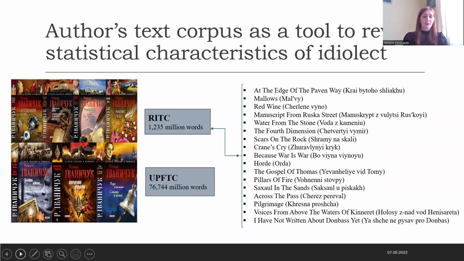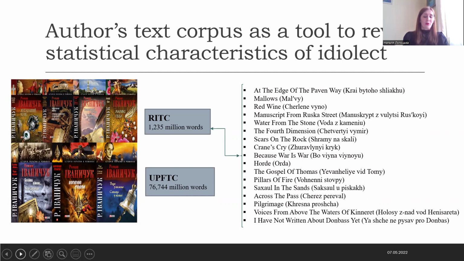The subject of the research is the statistical characteristics of Roman Ivanychuk's historical text. To accomplish an integrated study of Roman Ivanychuk, a corpus of his prose fiction texts has been created. This corpus comprises 16 historical novels and one historical trilogy written throughout 1962-2016. Total corpus size is presented on the slide.